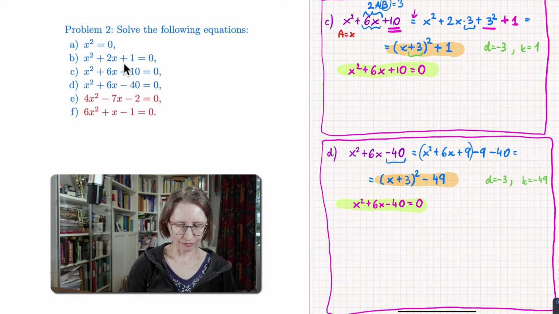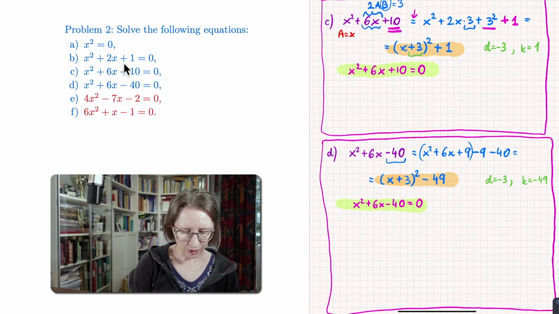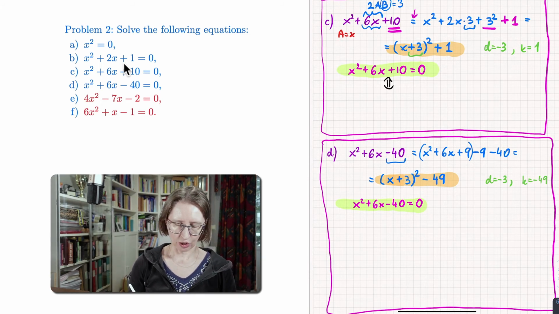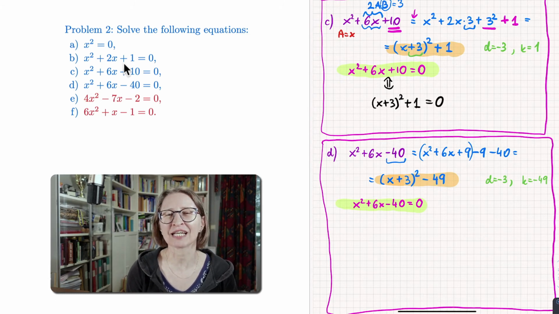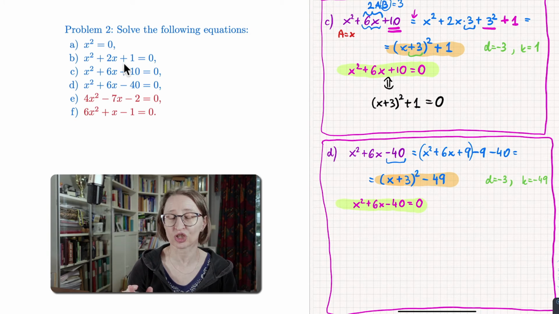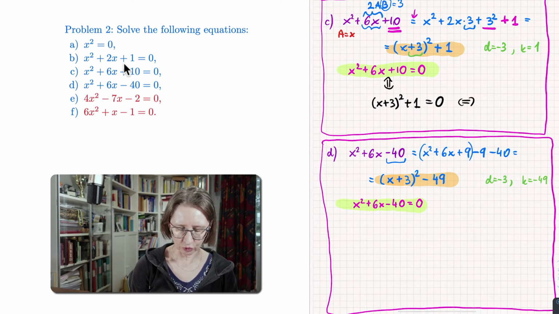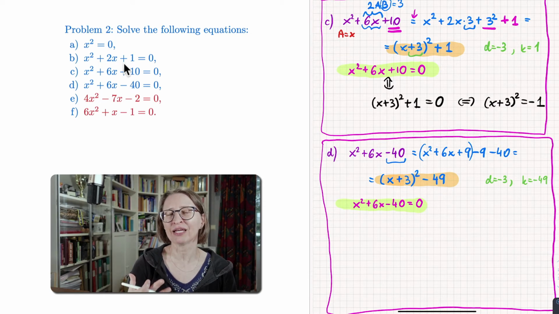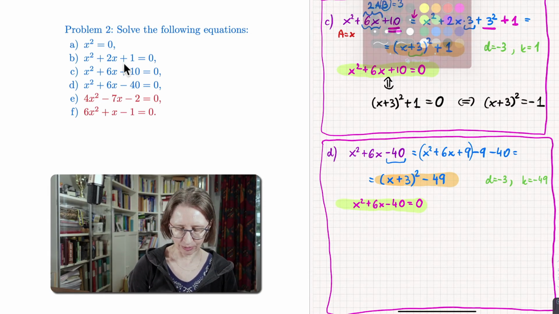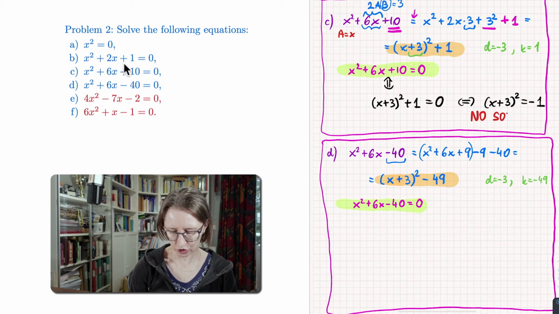And now it's time for the next one. In the next one, we have completed the square in the following way. This is x plus 3 all squared plus 1. And we see that this equation has clearly no solution, because this would be equivalent to x plus 3 all squared is equal to minus 1. But a square of a real number can never be negative. So here we have simply no solutions.